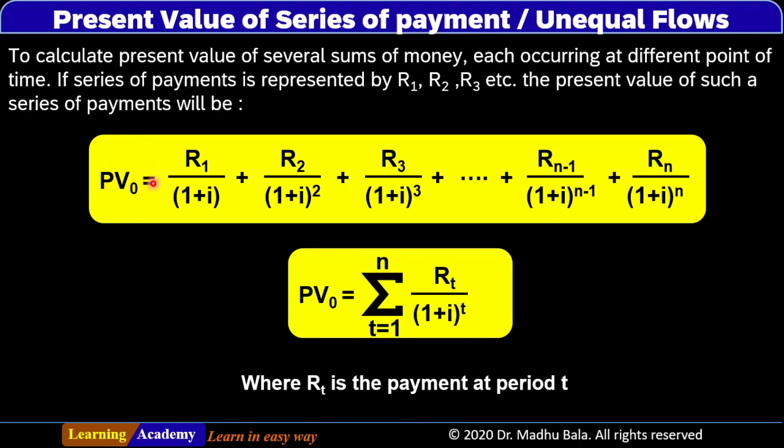The formula for computing the present value of unequal cash flows is PV0 is equal to R1 divided by 1 plus I, plus R2 divided by 1 plus I raised to power 2, plus R3 divided by 1 plus I raised to power 3, and so on, plus Rn minus 1 divided by 1 plus I raised to power n minus 1, plus Rn divided by 1 plus I raised to power n. And this formula can be written like this: PV0 is equal to sigma RT divided by 1 plus I raised to power T. And here T will be from 1 to N. N means the total time period which has been given.